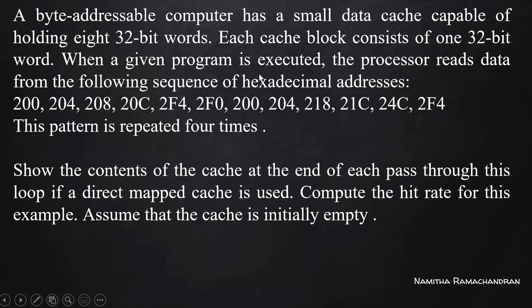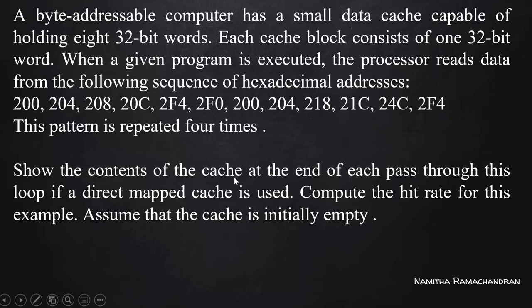When a given program is executed, the processor reads data from the following sequence of hexadecimal addresses. The given address sequence is like 200, 204, 208, 20C, 2F4, 2F0 and so on. The addresses are given in hexadecimal form. This pattern is repeated 4 times. For the execution of the program, this particular memory access is repeated 4 times in the same sequence.